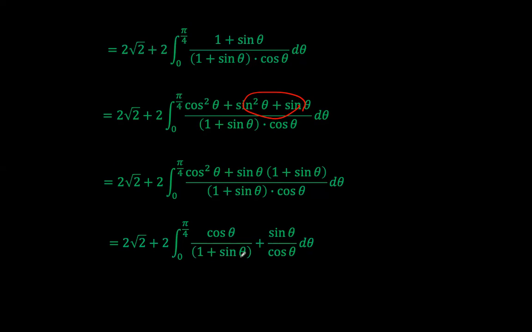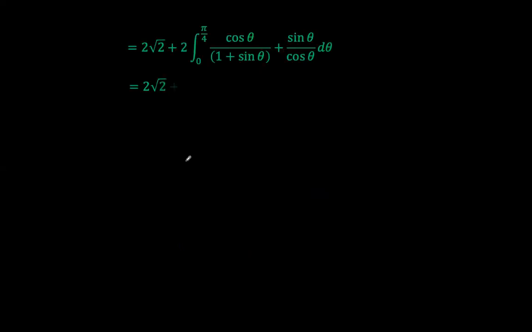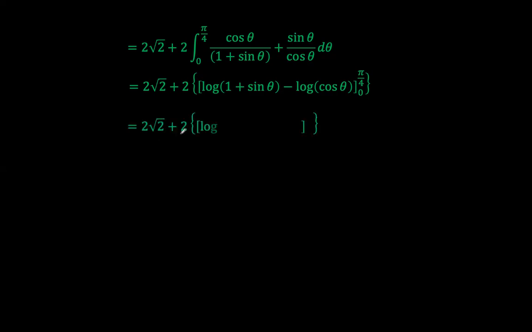Now this is very easy to integrate, right? And so this is the same as 2, we have this constant here. Since the numerator is the same as the derivative of the denominator, we have the natural logarithm of 1 plus sine theta here. And then here, this is negative, the derivative of the denominator, so we have negative natural logarithm of cosine theta. You can bunch these together by dividing and combining it into one log function. And so we have 2 root 2 plus 2 log of 1 divided by cosine theta, which is sec theta, plus sine theta divided by cosine theta, which is tan theta. And we have the limits applied appropriately.